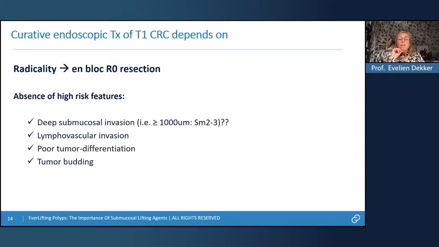Well, that means that first of all, an en bloc resection is necessary because we need to be able to assess the lesion. And it should be radical. So that means that both the vertical as well as the horizontal margins should be free from cancer.